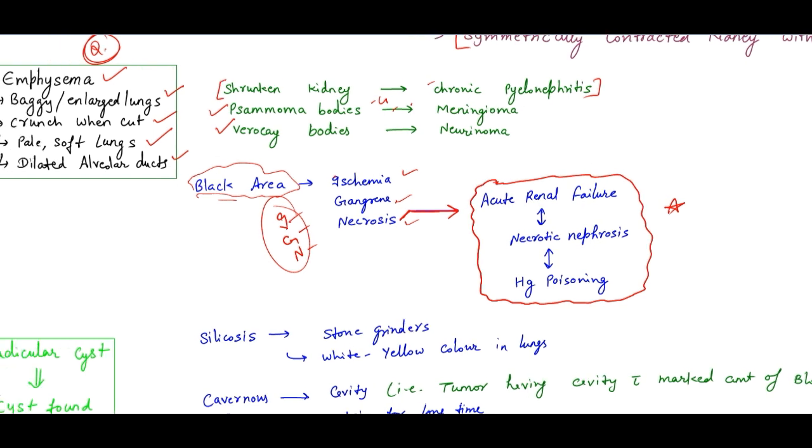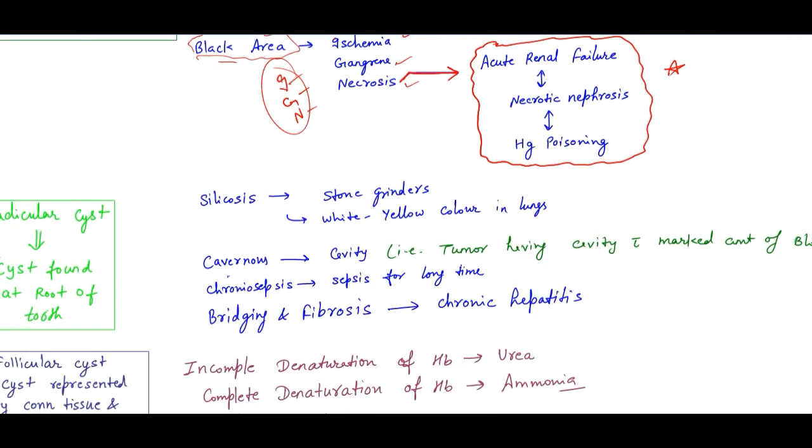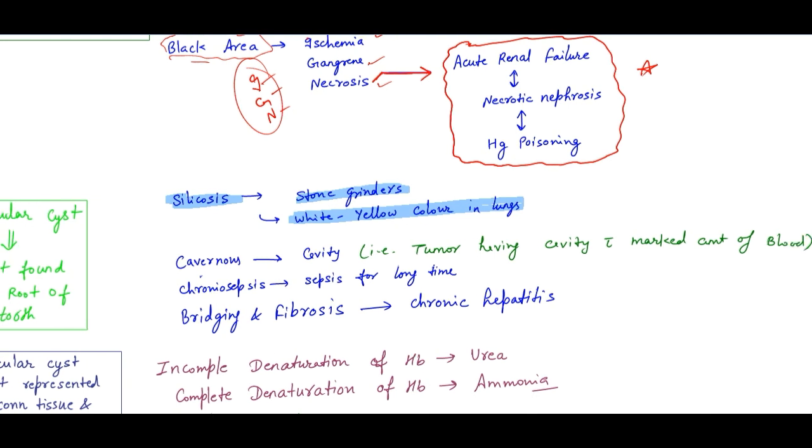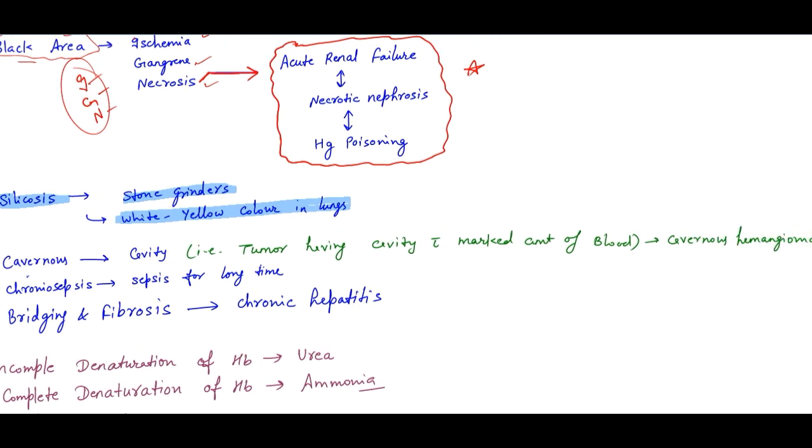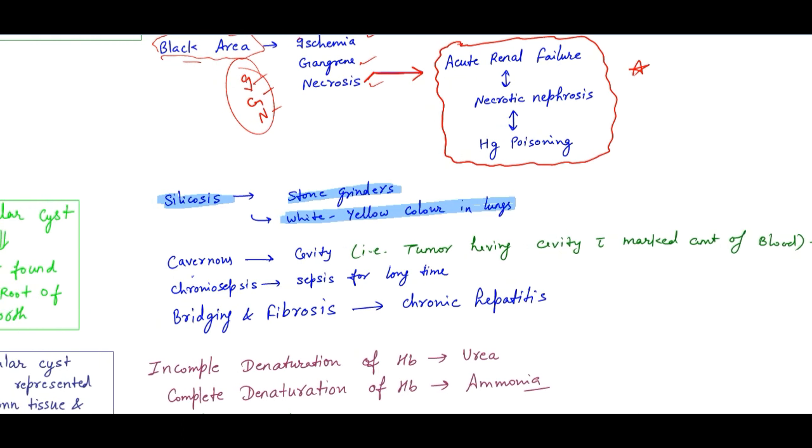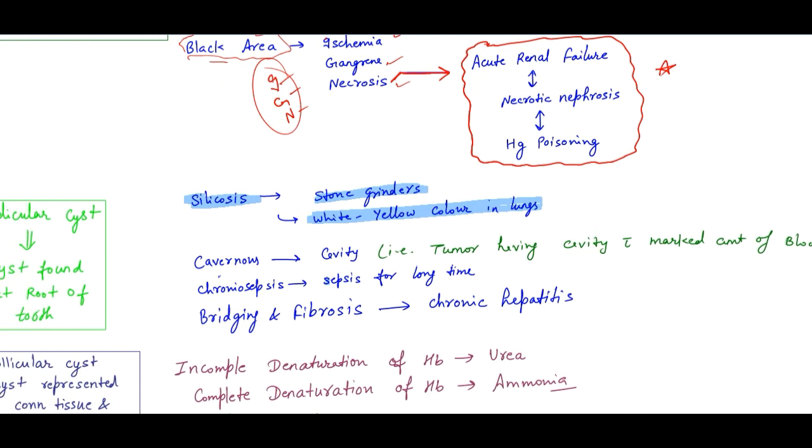Okay, the next is about silicosis. We studied anthracosis, but we didn't study silicosis. Silicosis means stone grinder's disease, a white yellow color in the lungs. That is silicosis. What is cavernous? I have the question here: a tumor having cavities with a marked amount of blood. Cavernous means cavity, and a marked amount of blood means hemangioma. So that is the case of cavernous hemangioma. What is chronic sepsis? Sepsis for a long time. That is chronic sepsis.